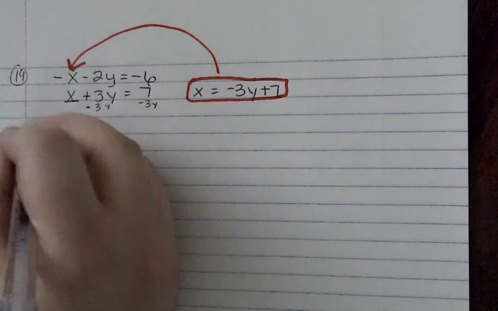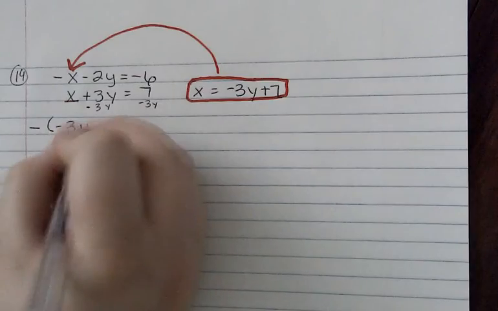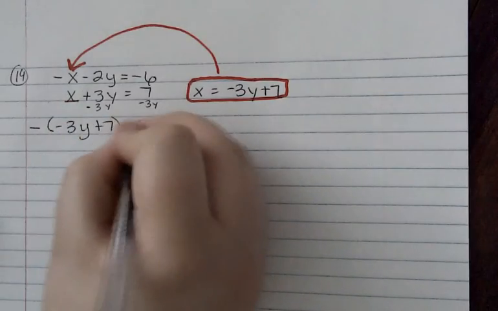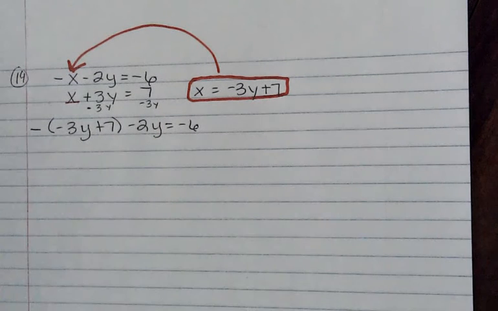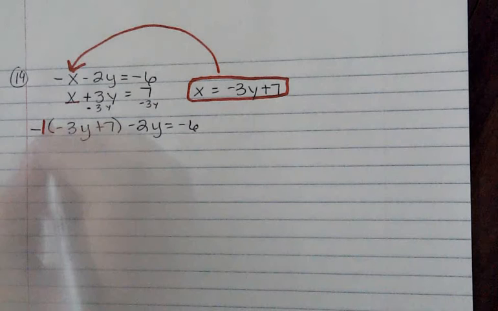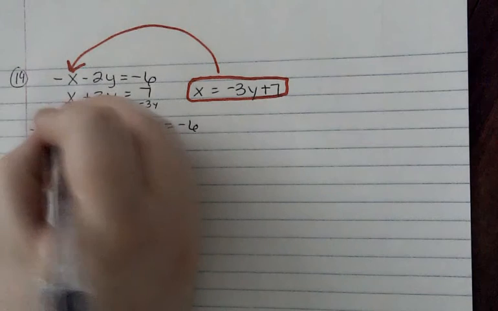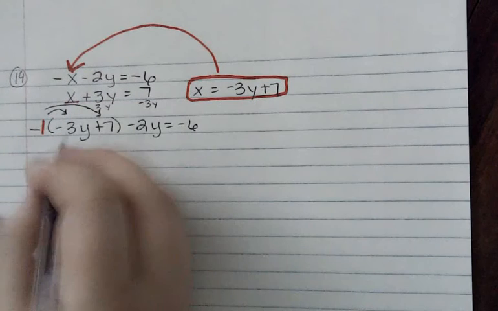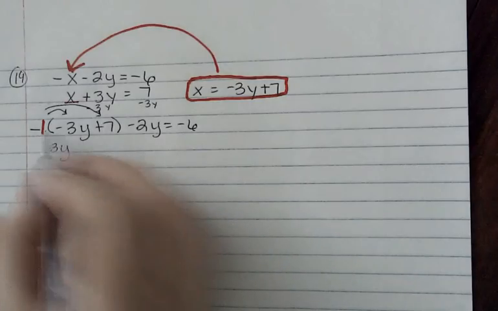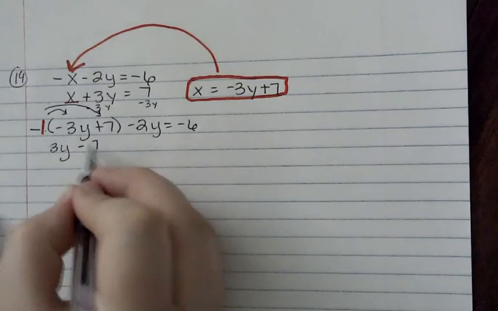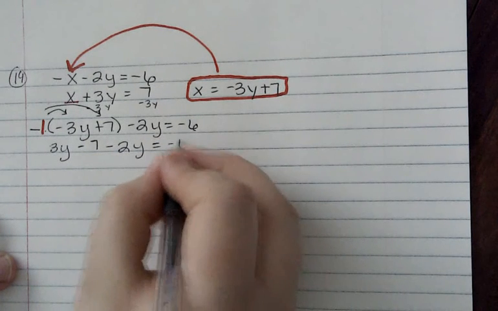So that gives me negative, and instead of writing x, I'm going to write negative 3y plus 7 minus 2y equals negative 6. So I'm going to put a 1 right here because that's actually multiplying each term by a negative 1. So I'm going to distribute that. Negative 1 times negative 3y is a positive 3y. Negative 1 times 7 is a negative 7. Bring down your minus 2y and your negative 6.